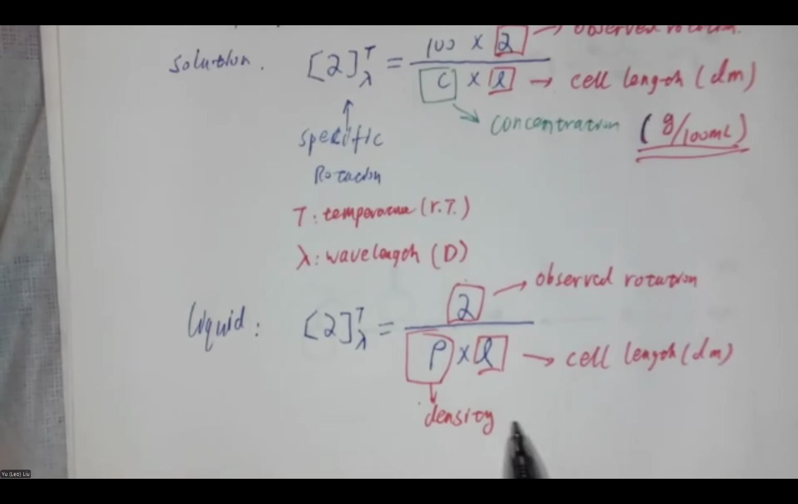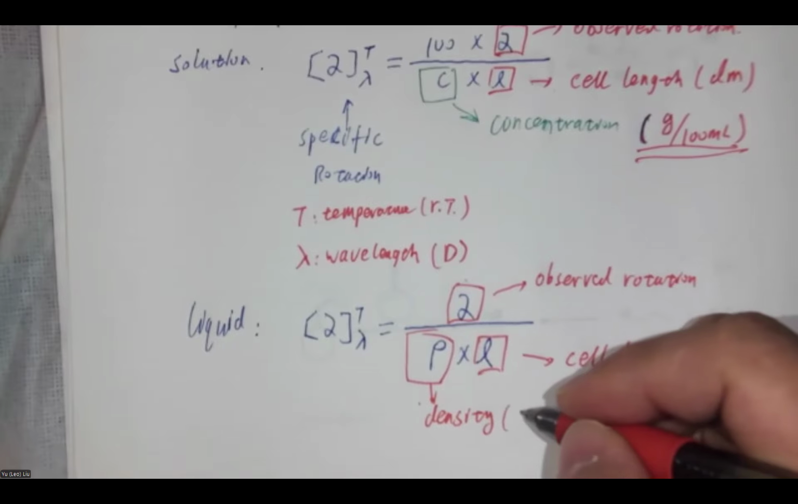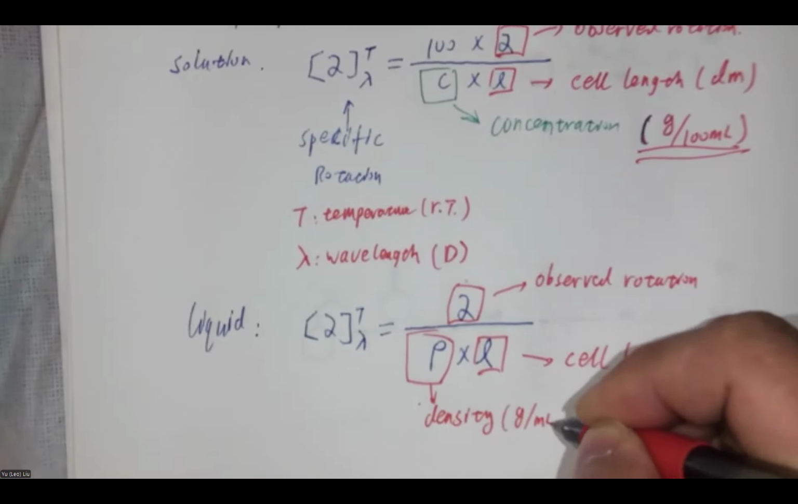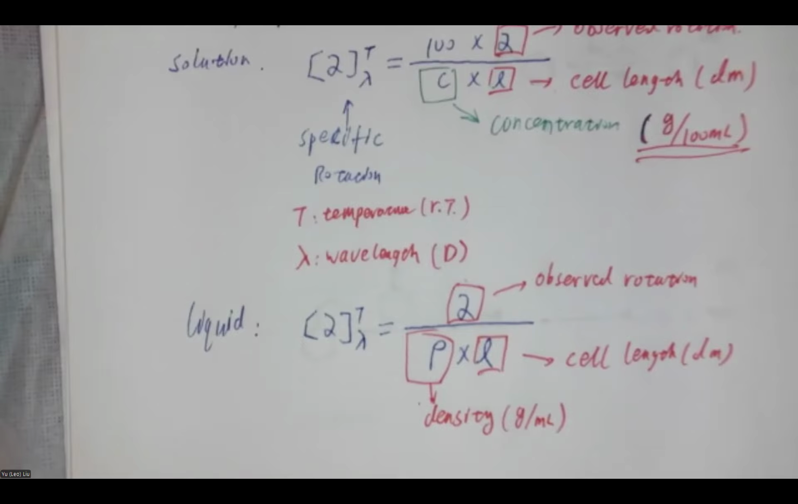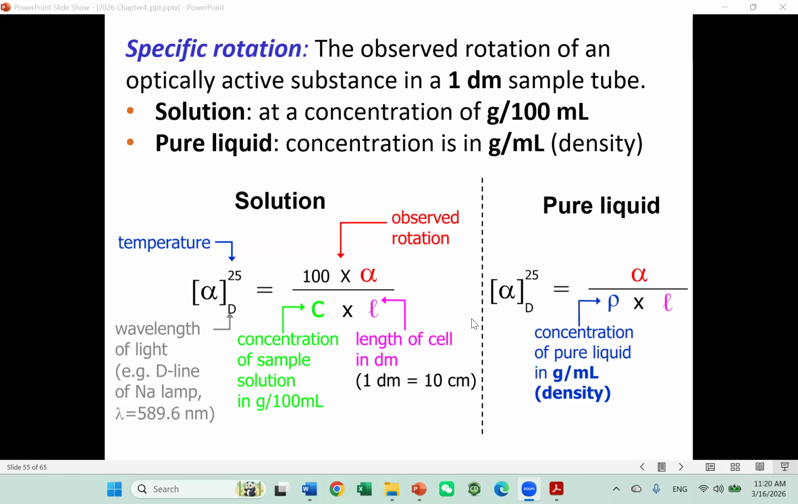So that's for a pure liquid, the pure liquid density. The unit of density is gram per mL. Make sure you write it down. That's actually the most important formula for today's class. Yeah, we come back. Here I also show these two formulas on the PPT file.